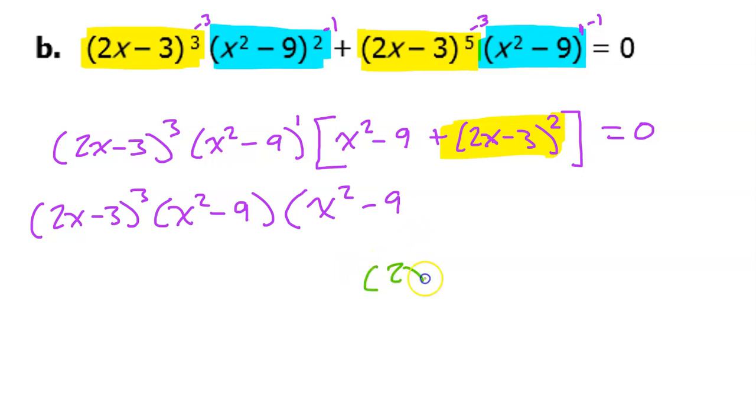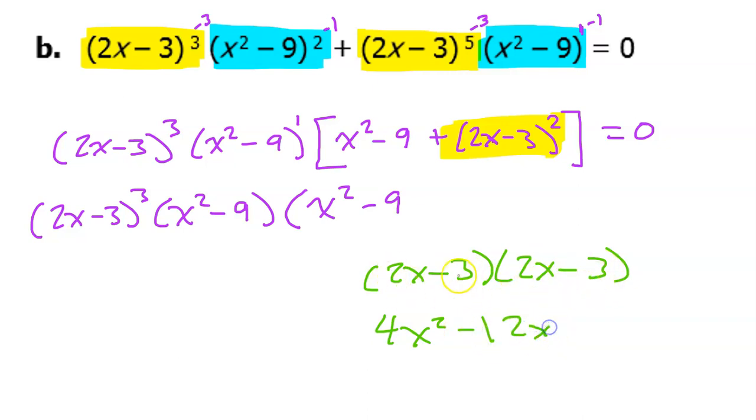If I have 2x minus 3 squared, that's 2x minus 3 times 2x minus 3. And if you multiply this out, you're going to get 4x squared. Look, inner, I have negative 6x. Outer, I have another negative 6x, so that's negative 12x, and then plus 9. So that's what you get from 2x minus 3 squared. So I'm just going to fill that in. So plus 4x squared minus 12x plus 9. And all of that is equal to 0.